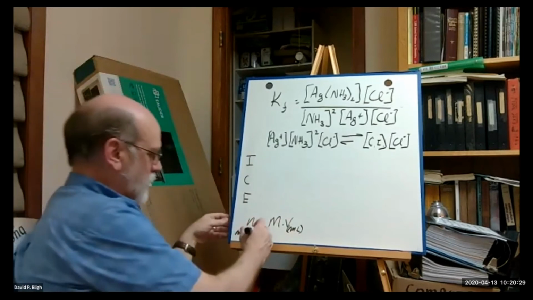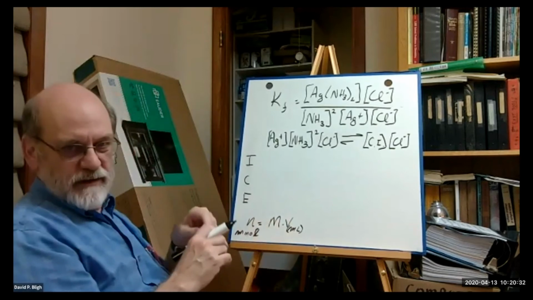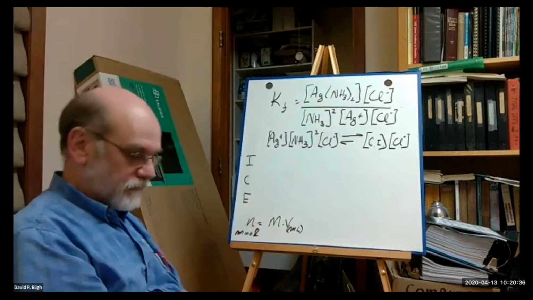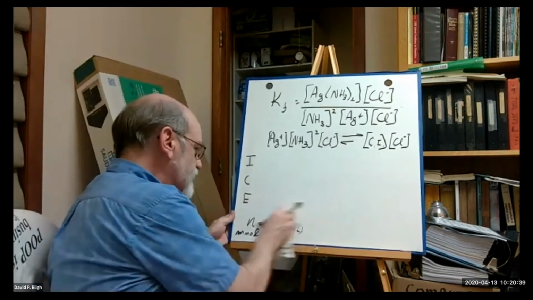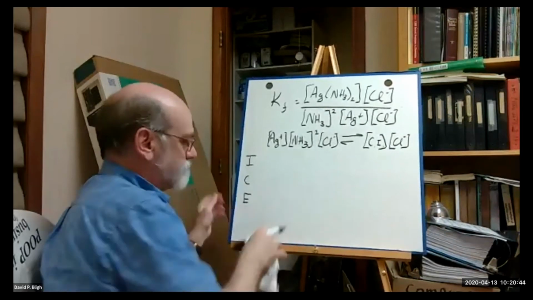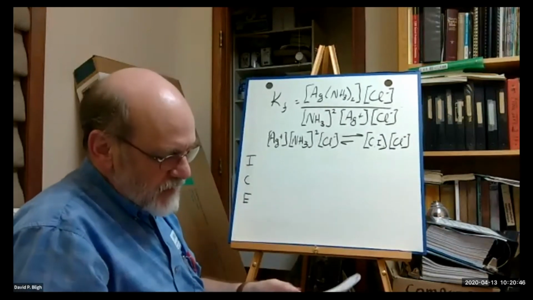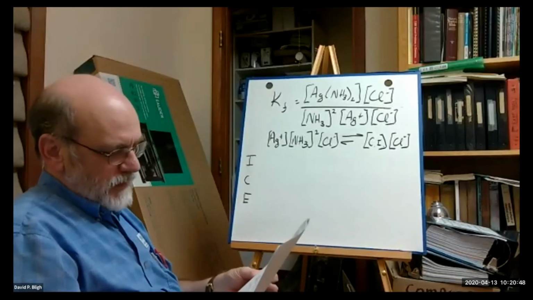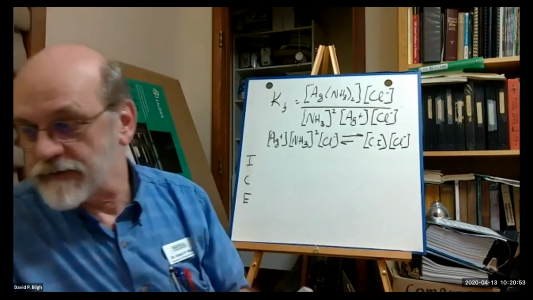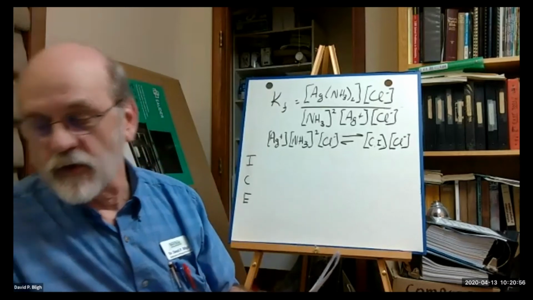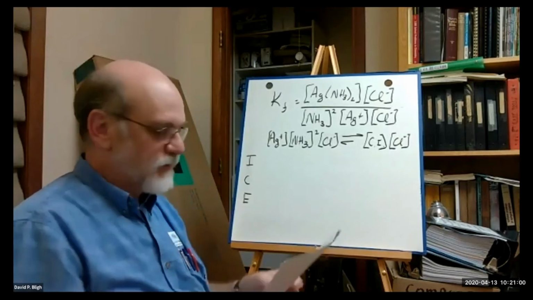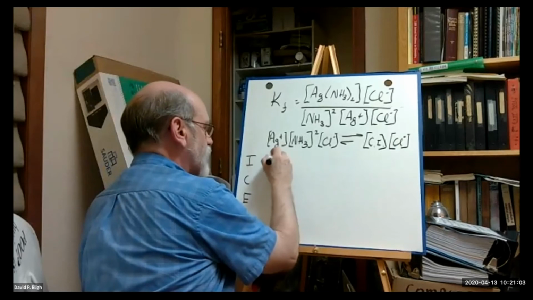Right? So millimoles is easier to deal with for our calculation. And that's what we're going to do. So in this example, the volume of silver added was 5 milliliters. So 5 times 0.1 is 0.5 millimoles. So this is our initial concentration of silver.